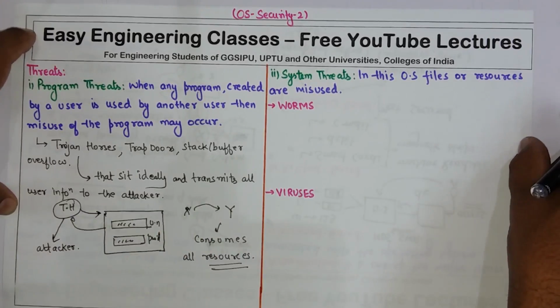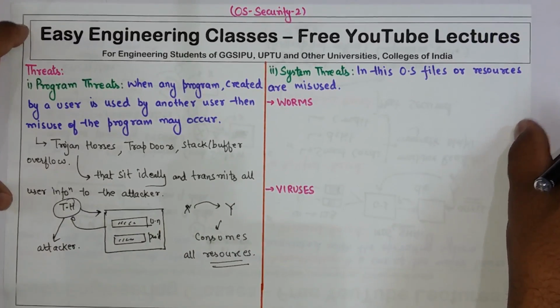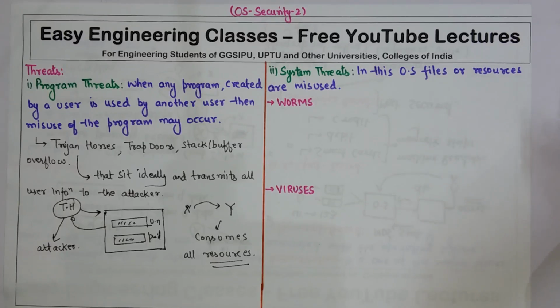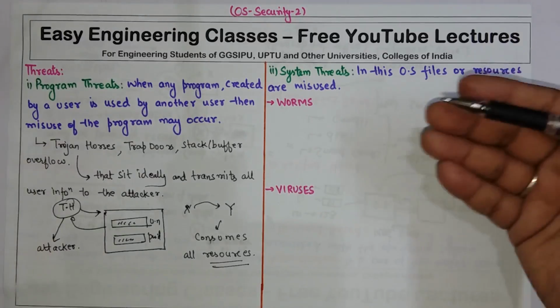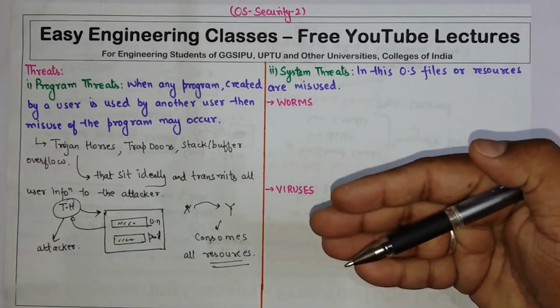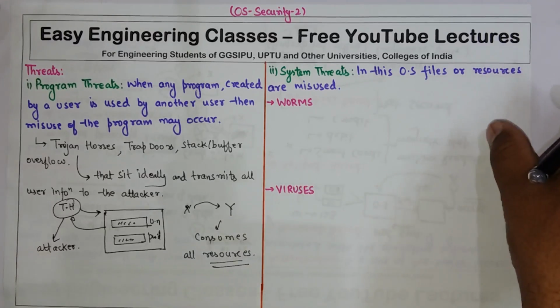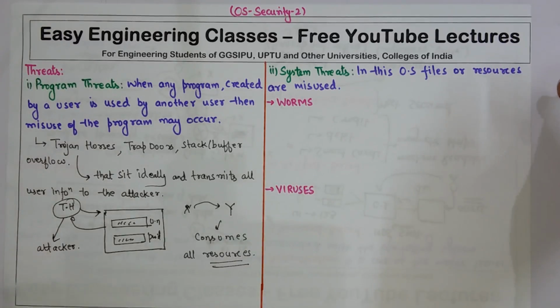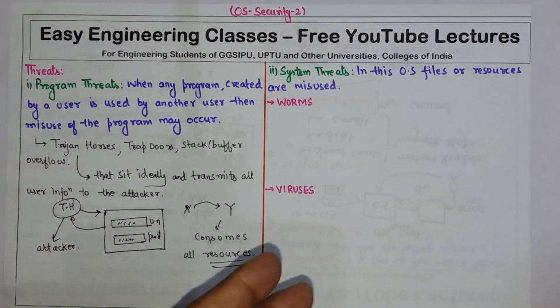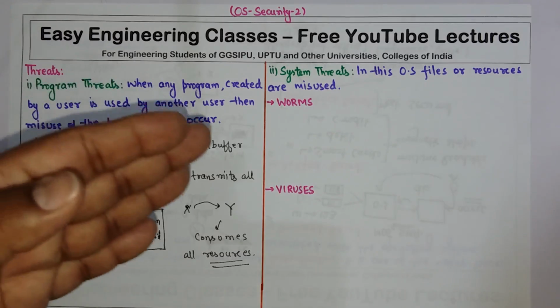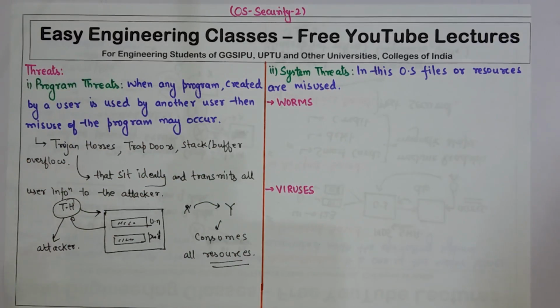Then we have system threats. System threats means the OS files or resources are misused. Basically there are two different kinds of threats to the system. One is worms and another is virus. What I am going to do is write the definition or the theoretical part of worms and virus, and then come back to the video and explain each of them one by one.